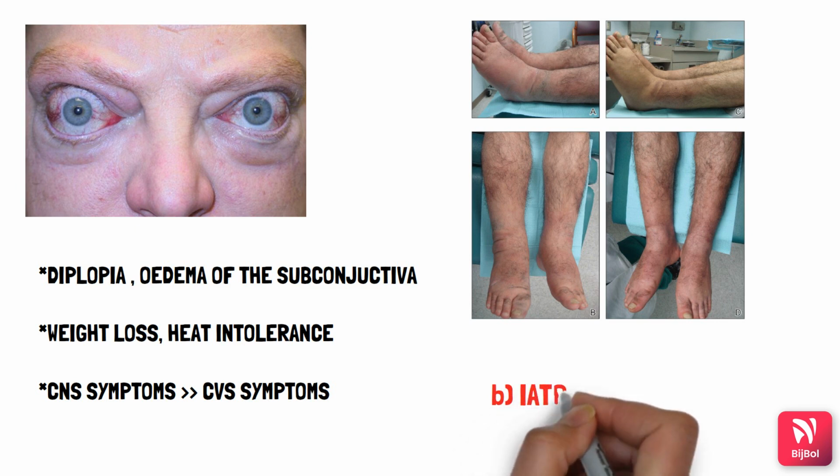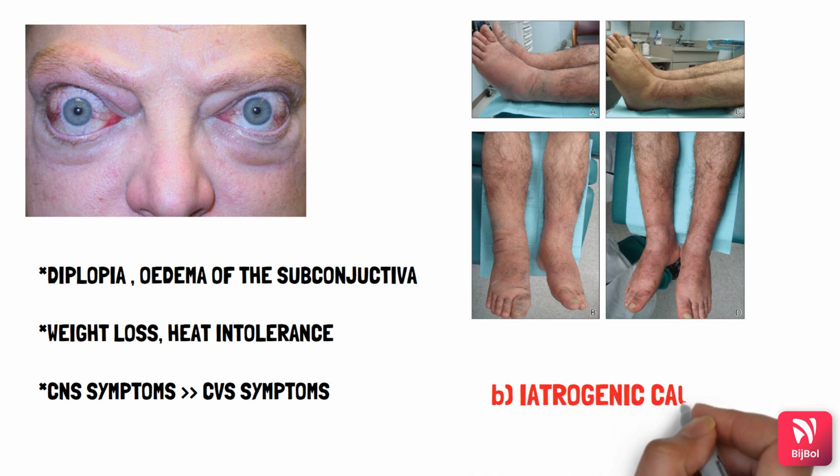Now, what else can cause hyperthyroidism? That will be the iatrogenic cause, where patients without complete knowledge about the thyroid hormone start taking drugs for weight loss, because thyroxine increases the basal metabolic rate and causes weight loss. They start taking it for weight loss, and this might lead to hyperthyroidism.